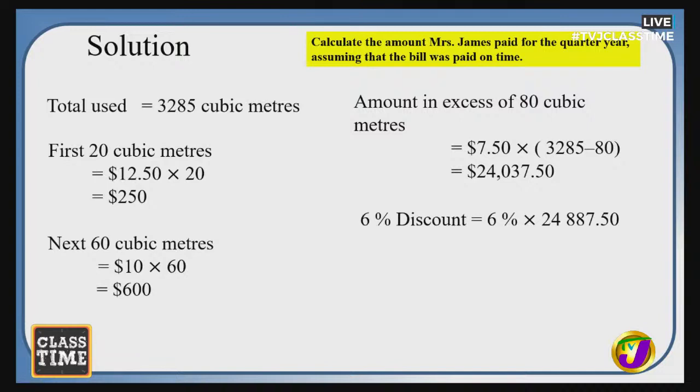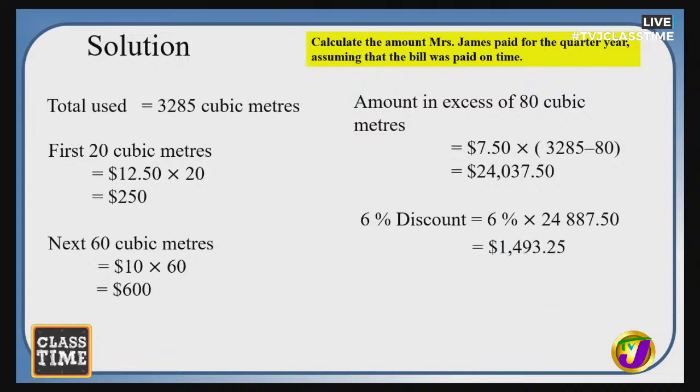Right. So I'm going to ask you now, where did you get $24,887.50? I got that because I had the amount in excess of the 80, which is $24,037.50. I have my first 20 cubic meters, which is $250. I have my next 60 cubic meters, which would be $600. And so when they're all added together, that's how I would get my $24,800. So because you are going to be paying your bill on time. Yes, I am. Mrs. James paid her bill on time. Yes. Then she will be getting a 6% discount.